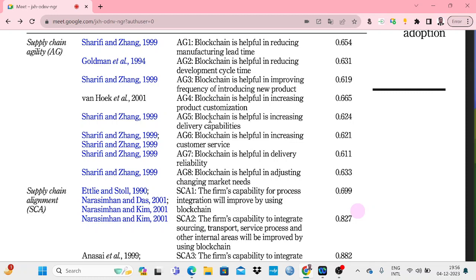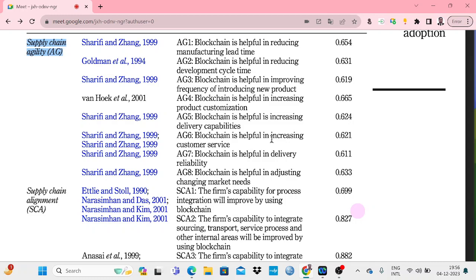Now, first of all, we have to validate whether the characteristics that we have taken and the responses that managers have given actually represent supply chain agility or not. This is the main task, the first task: validating the constructs, or in simple terms, validating the questionnaire.